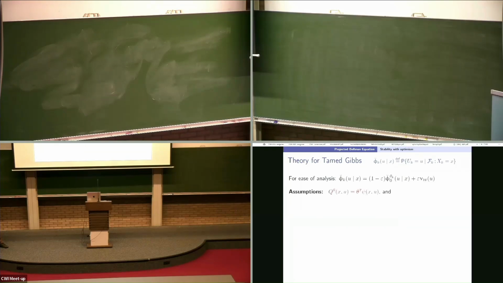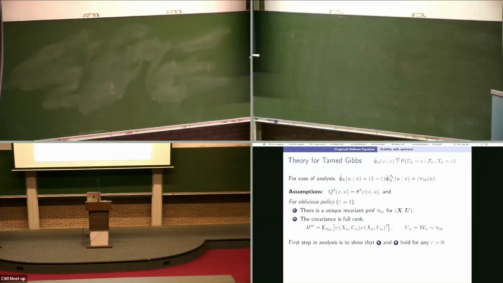And then again, linear function class. And here's the key assumption. When epsilon equals 1, I kill this off and I'm oblivious. That's what I'm saying you should not do. It's not stable. In lots of examples, it's not going to work. But in that extreme case, I want this autocorrelation matrix to be full rank. That's number 1. Again, that's with U_n just oblivious. And there's a unique invariant probability mass function for the state-input process. I need that to define my F bars and all of that.